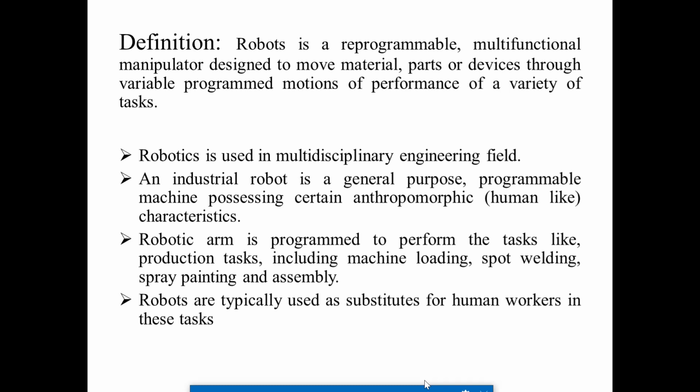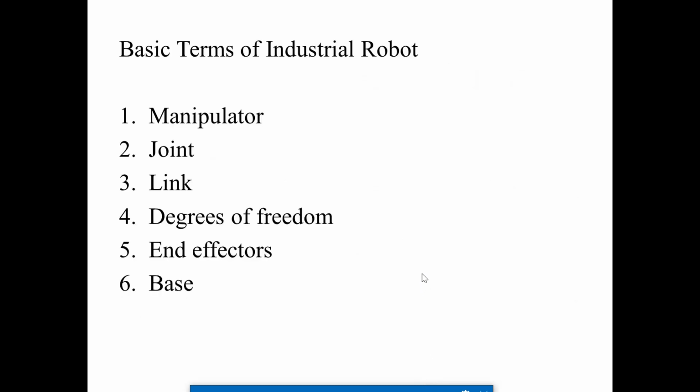Instead of human labor, we can use the robots. Next, the basic terms of industrial robot. We have different terminologies of a robot: manipulator, joint, link, degrees of freedom, end effector, and base. We need to study all these basic terms in the coming slides.